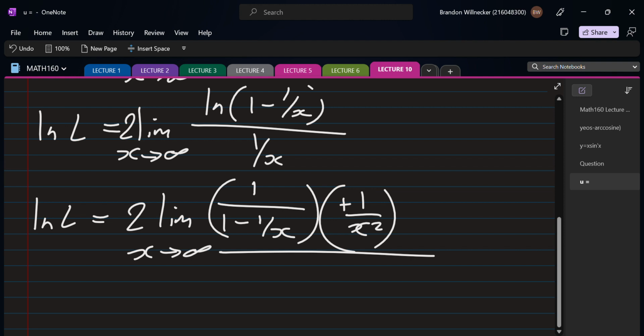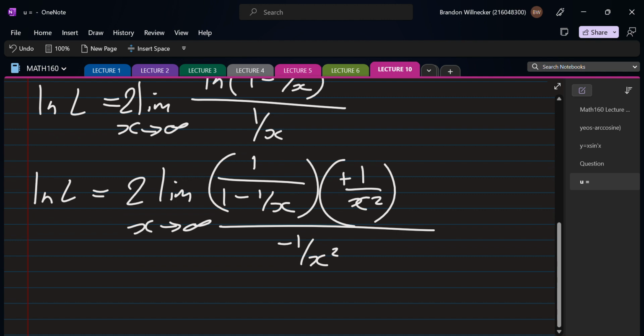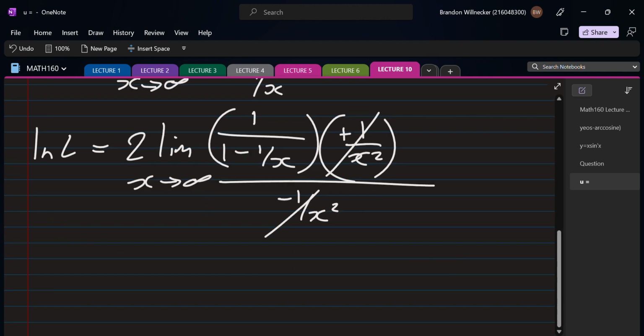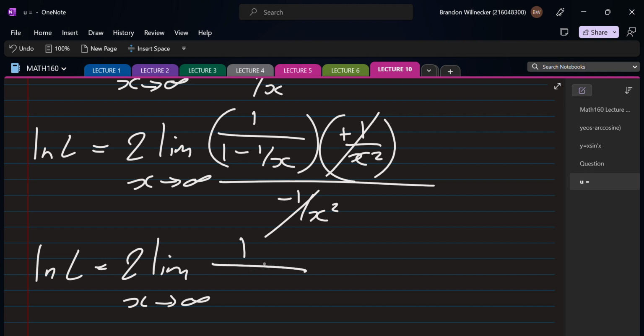What about the bottom? Differentiating 1 over x, that's minus 1 over x squared. See what I mean by the cancellation. So you pick the top and you pick the bottom such that things will cancel nicely. If you don't see it at first, you can try one way and then swap them and try the other way. You'll see which is better. But here the top and the bottom will cancel, there and there. Remember the minus sign. So we have the natural log of L is 2 times the limit as x goes to infinity, 1 over 1 minus 1 over x.